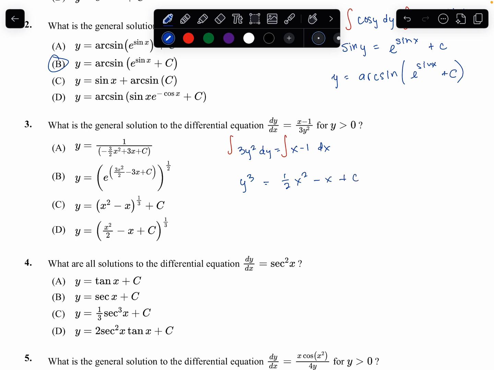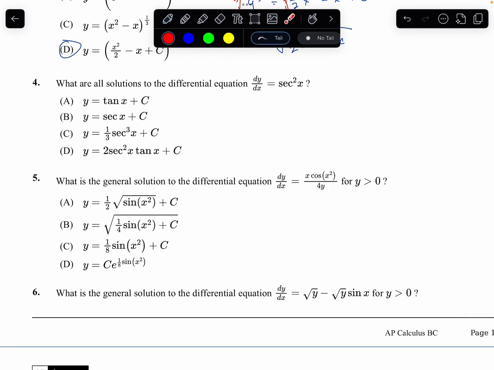And then I'm going to use the cube root on everything. So cube root and cube root. So y will be equal to the cube root of 1/2 x squared minus x plus c. So that's going to come to be d.